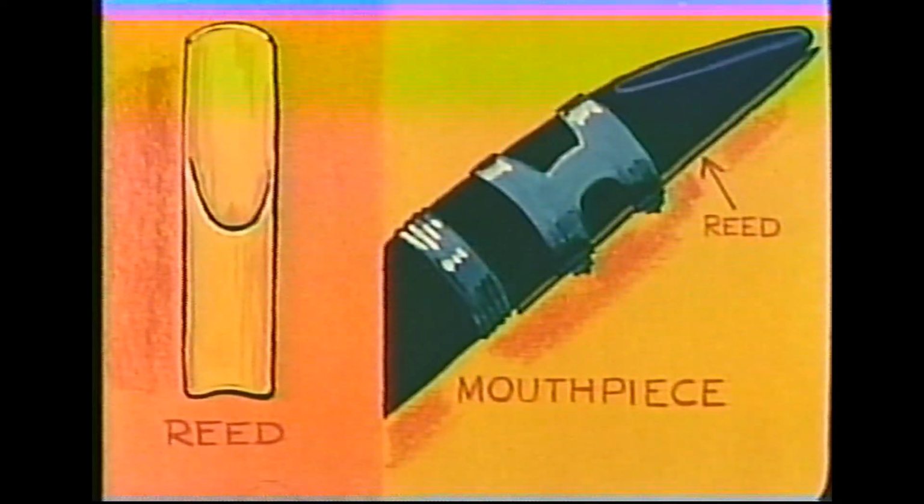Now, as I just mentioned, many of us are played with something called a reed. The reed is a thin strip of wood which fits onto a mouthpiece.